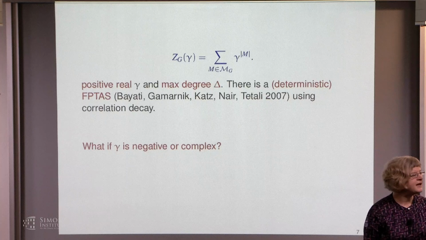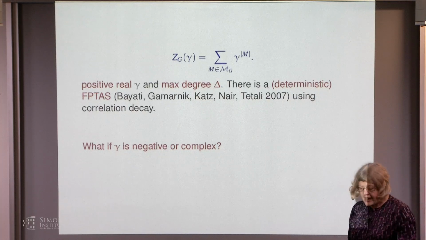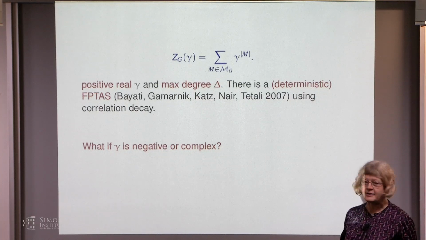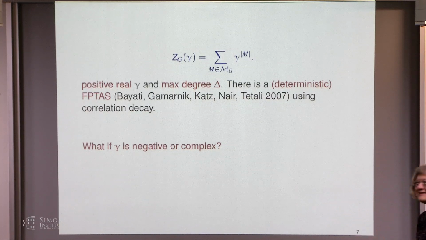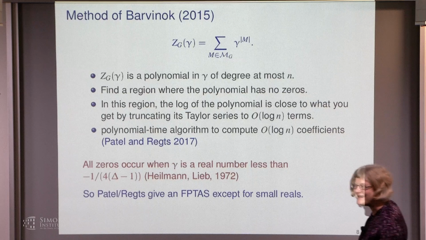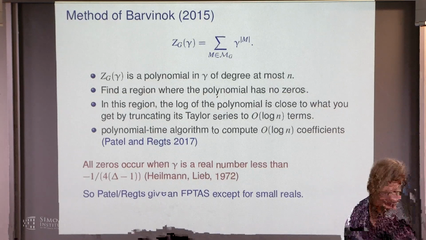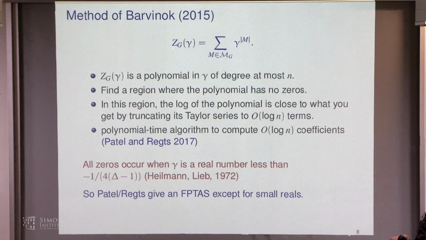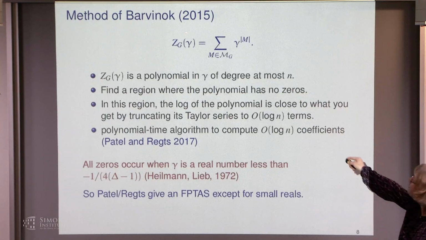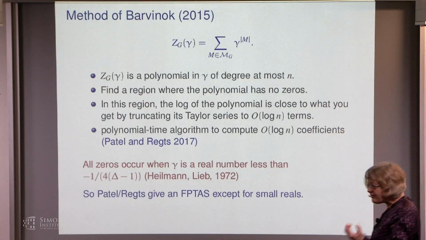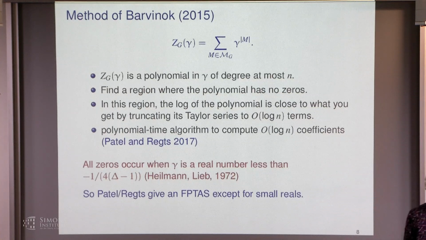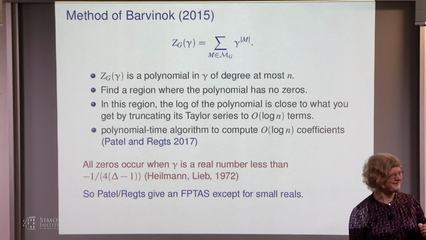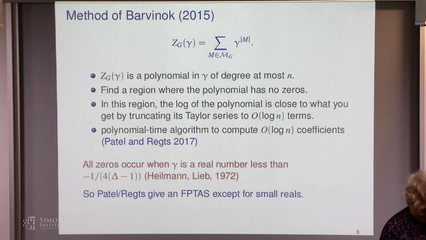But what if gamma is negative or complex? Actually, I edited my slides last night because at this point in my slides, I had about 3 pages explaining why you should care about complex, and I've erased them because that's not needed for this meeting. But anyway, what if gamma is complex? The method that immediately comes to mind in this case is what was being called the Barvinok philosophy for some reason at this meeting.